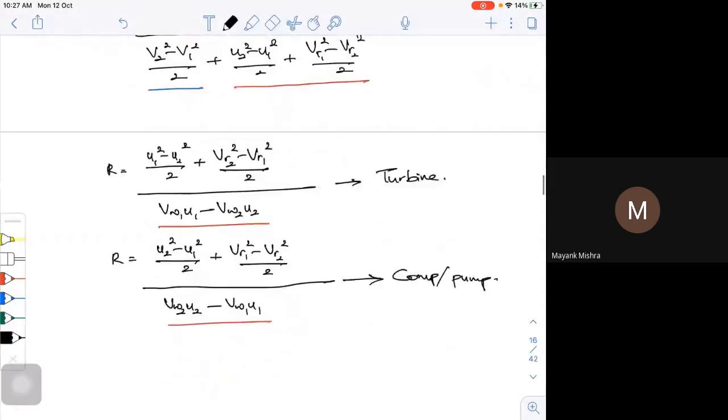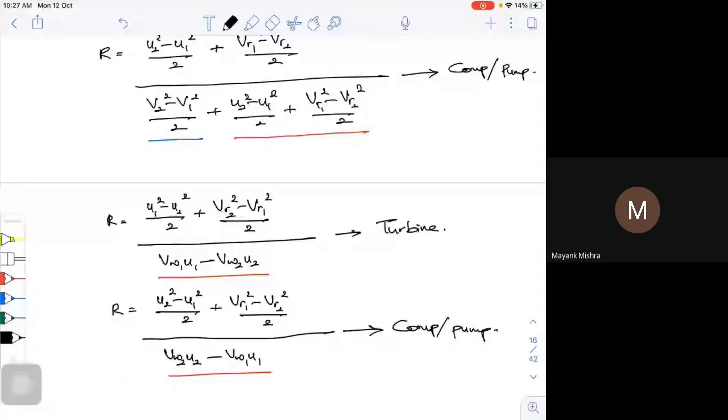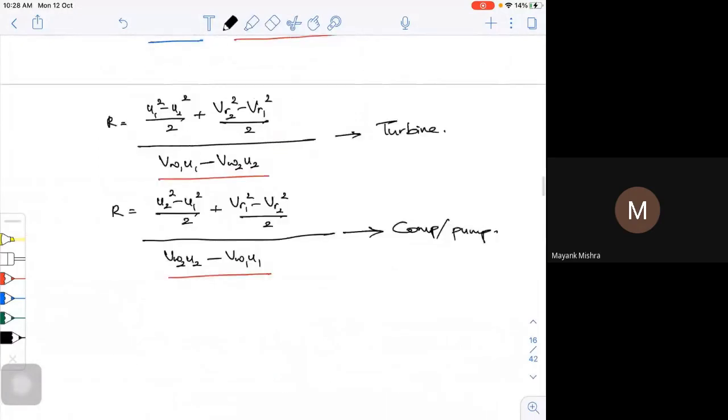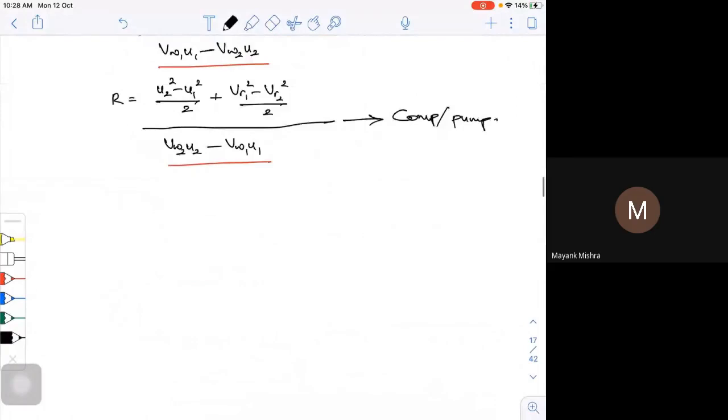If you closely look at it, the total component has a dynamic component, which is in terms of V velocities, and the static component, which is in terms of U and VR. Now, what is the maximum value of degree of reaction? The maximum value of degree of reaction can be 1. What do you mean by it actually? The degree of reaction is a number between 0 and 1.